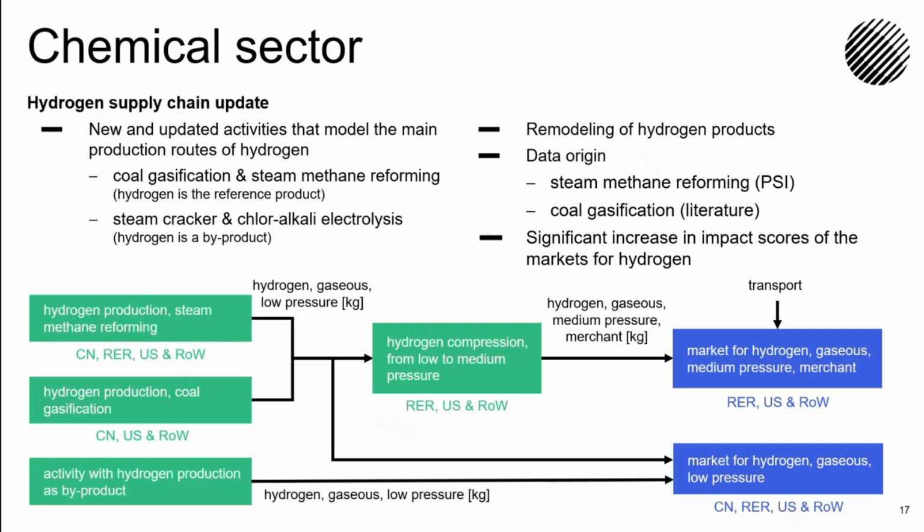So this means that the main production routes of hydrogen are modeled based on the data that we now have available in this latest version of the database. The outcome of this update is that the impact scores of the markets of hydrogen have increased significantly in comparison to version 391. And this, of course, also affects processes downstream that consume these hydrogen products.